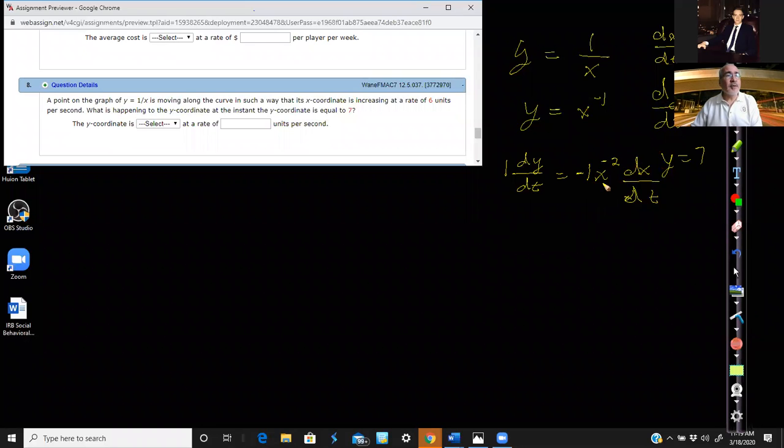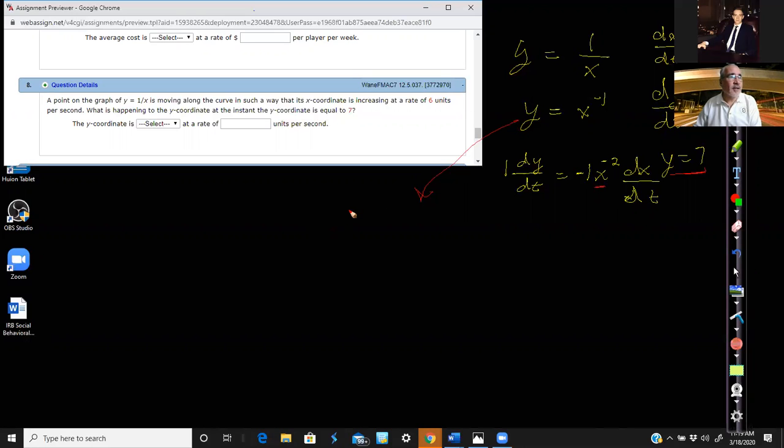The problem is we don't know what x is right now. So what we're going to do is take the information we're given, that when y is 7, and plug this into either one of these equations, plug in y as 7 and figure out what x is. Then once we have that value, we'll put it in here and we'll know what's happening to y at that point. Okay, does that make sense?